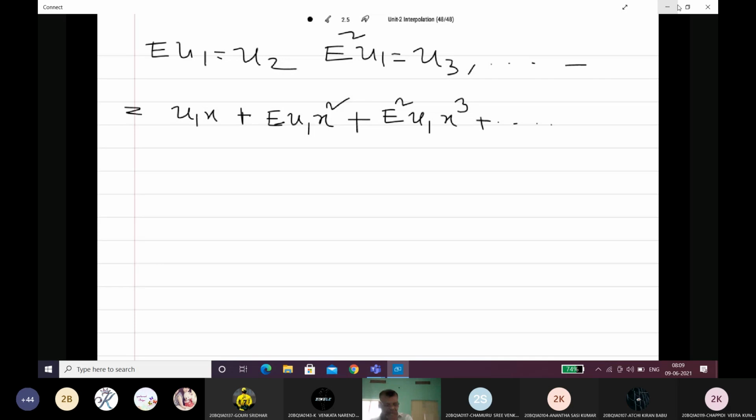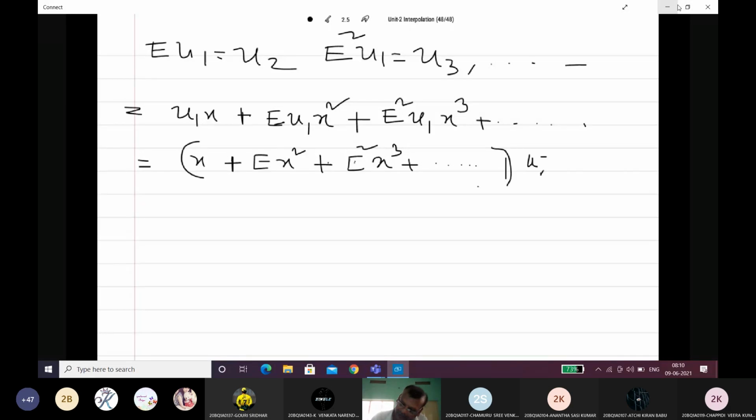Now we have to take u1 as common, take it outside. That is x plus E x square plus E square x cubed and so on, of u1. And again you have to take x also as common.